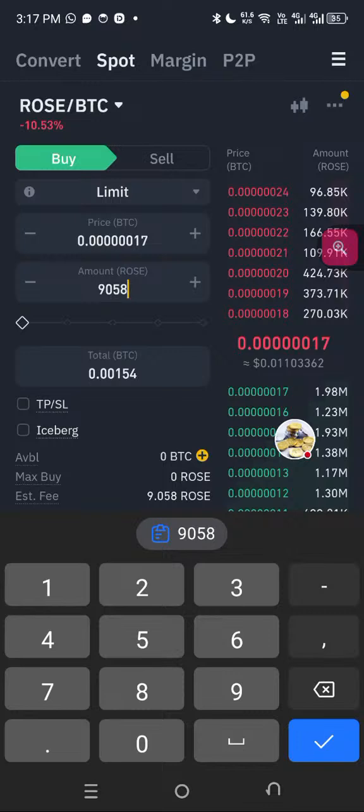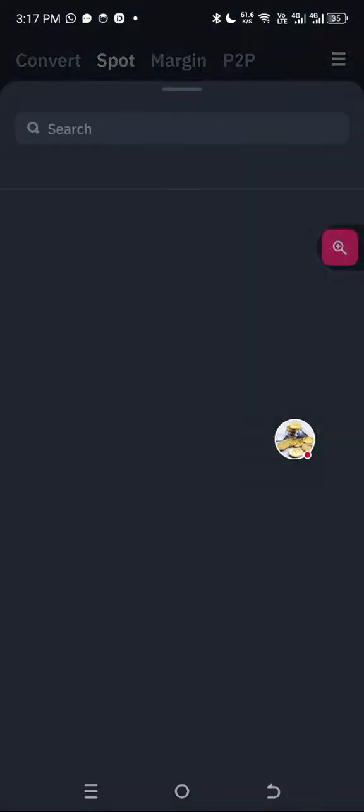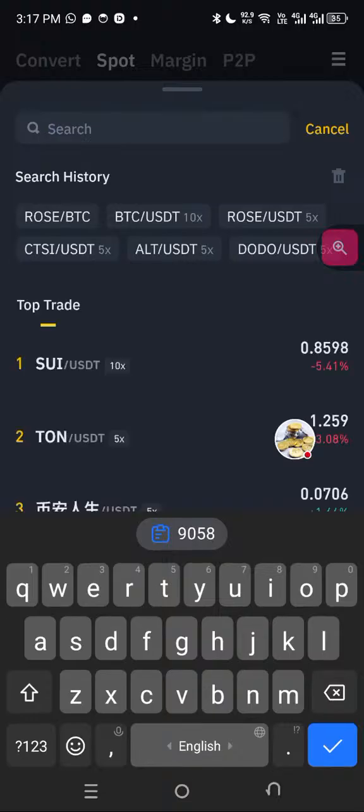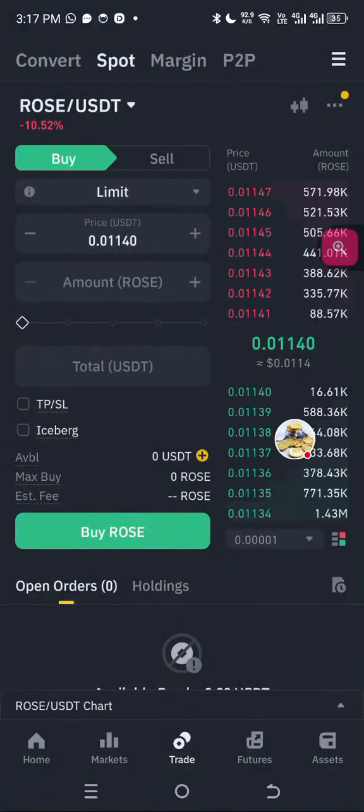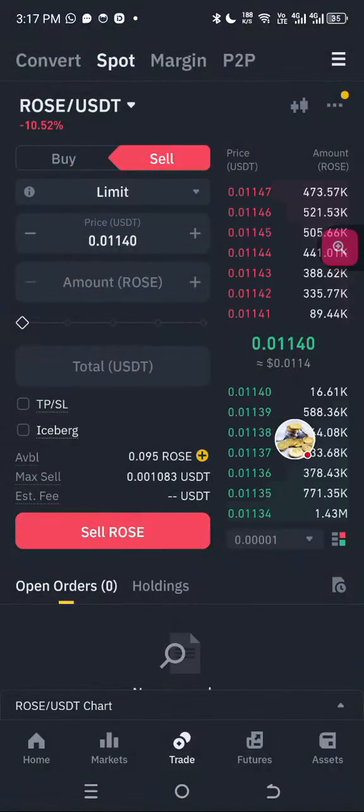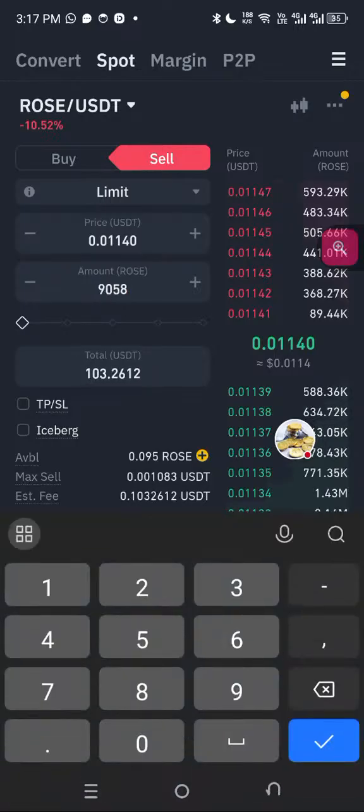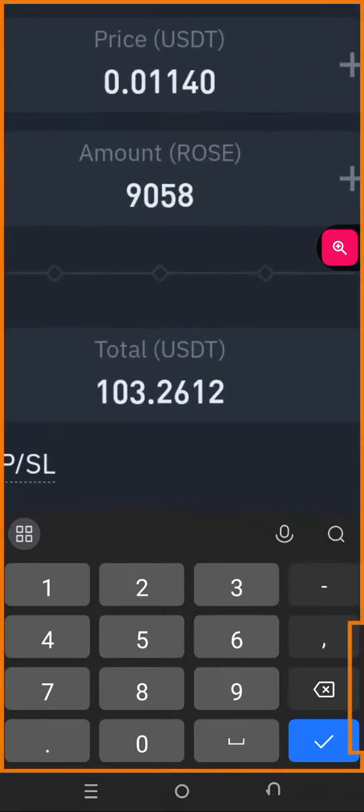The next thing is that we're going to sell that Rose to USDT. So I'm going to place in my Rose here. And then you can see that I have a profit of 3.2%. That means that I got $3.26. Now, like I said, when you are starting with BTC, you cannot choose the higher price. You have to just wait for it to execute.